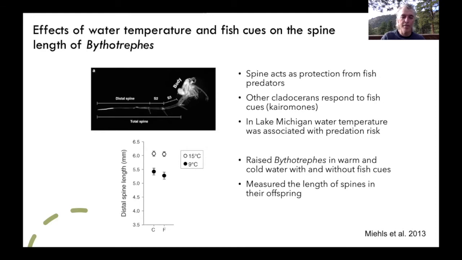And this is what she found. Here you can see the length of spines in control Bythotrephes and Bythotrephes exposed to fish cues in either warmer water or colder water. And you can see that there's not really any difference between control and fish pheromone Bythotrephes, but there was a difference between the warmer water and the colder water treatments.